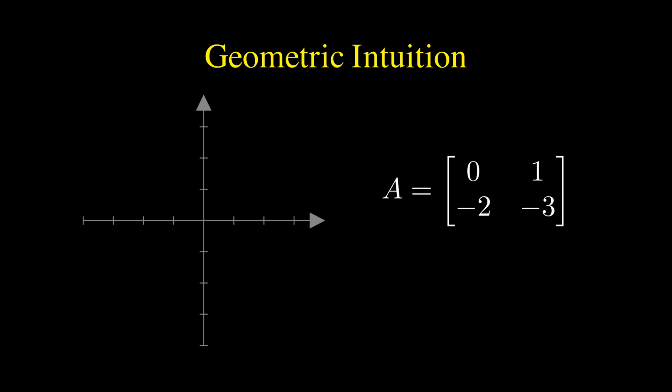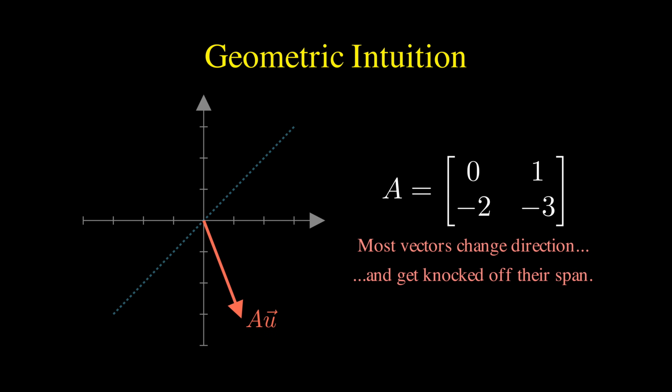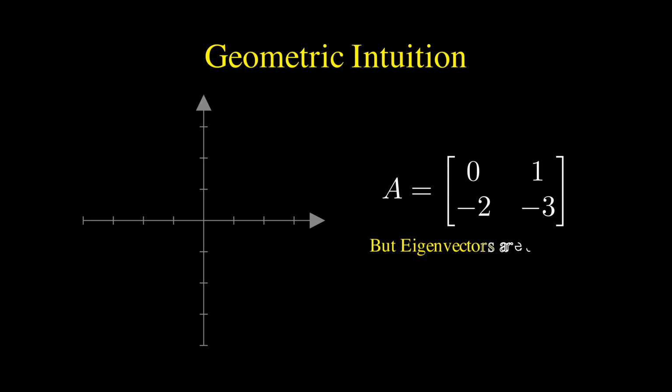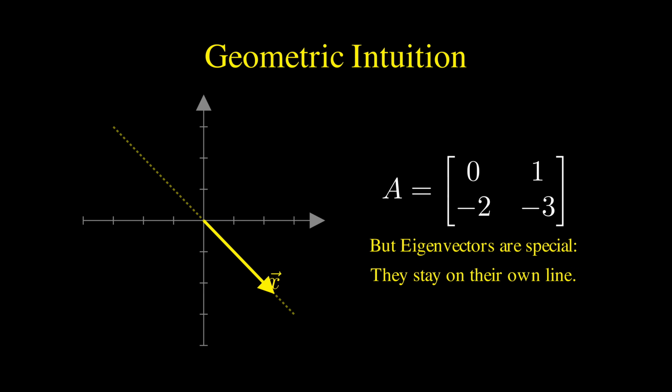So, why does this matter? Visually, a matrix represents a linear transformation. Most vectors, when transformed by A, will change direction and get knocked off their span. But eigenvectors are special. They stay on their own line. The matrix simply scales them by the eigenvalue.